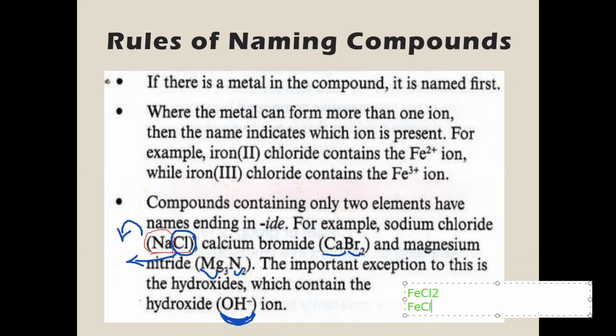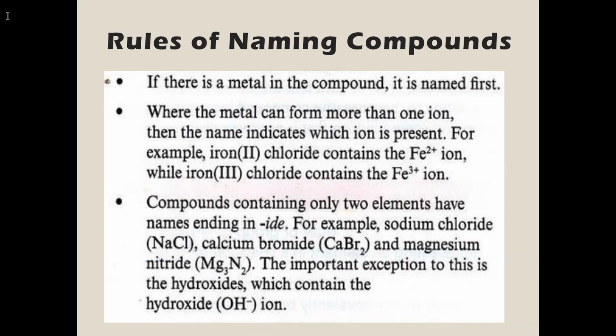While FeCl3, chlorine is 1 valence, so there is 1 here, and ferric is 3, so it is iron 3 chloride. Iron 3 chloride. And so on. These are the rules of the naming.